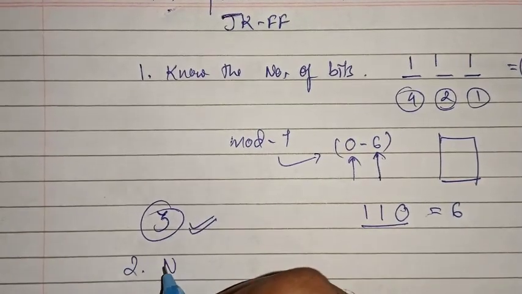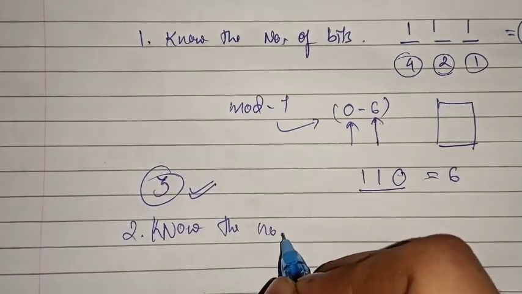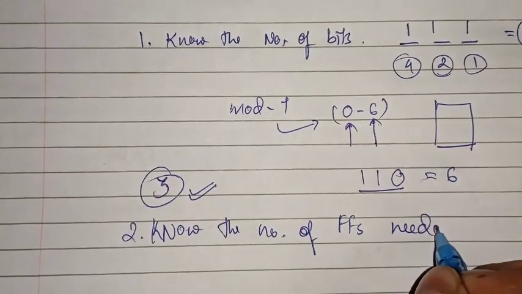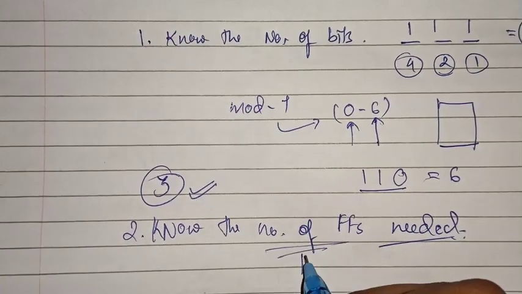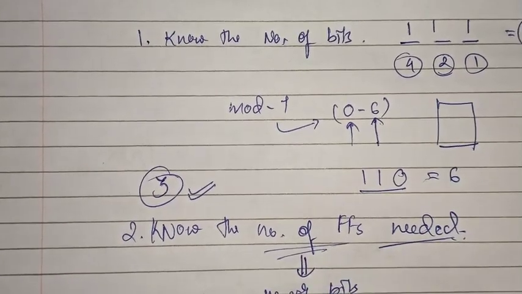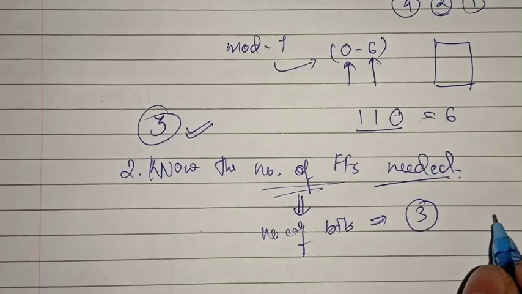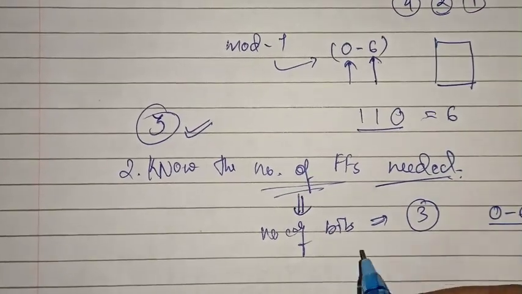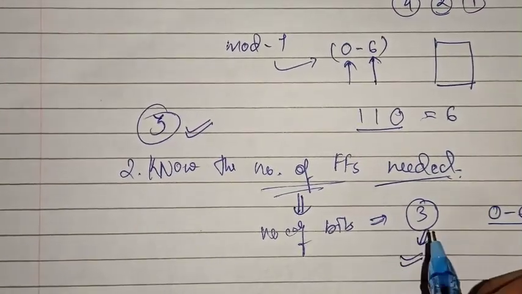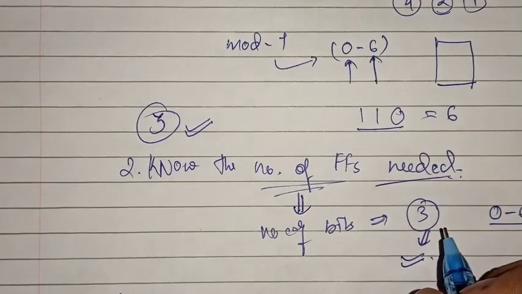The next step is to know the number of flip-flops needed. This is very simple, because the number of flip-flops is equivalent to the number of bits. We just figured out that we would require 3 bits to show values ranging from 0 to 6, right? So we will be needing 3 flip-flops to make this circuit. The number of flip-flops is 3. So we'll be using 3 JK flip-flops for this experiment.